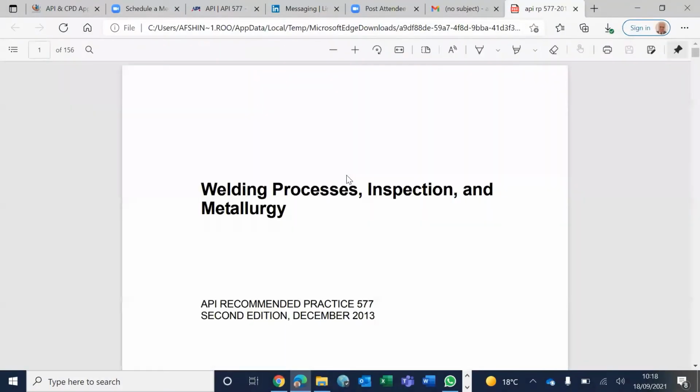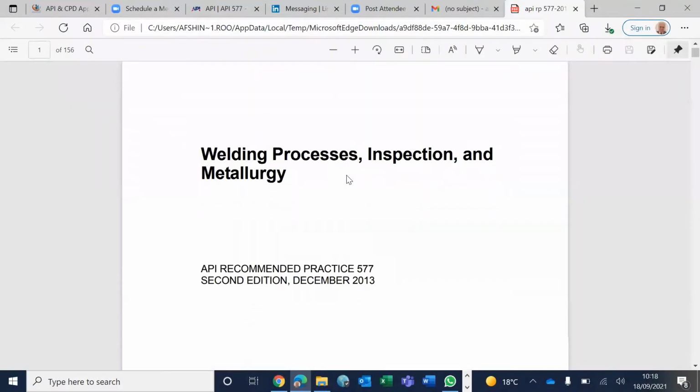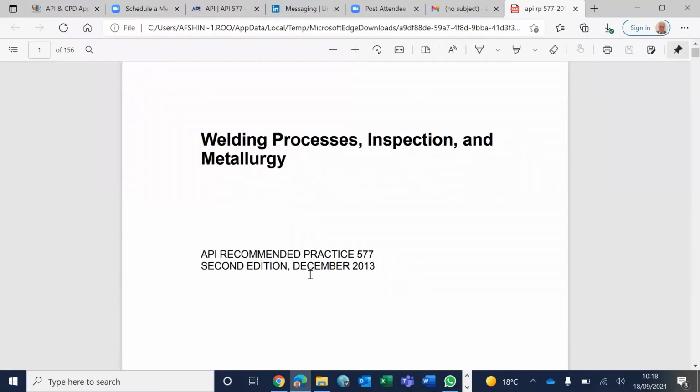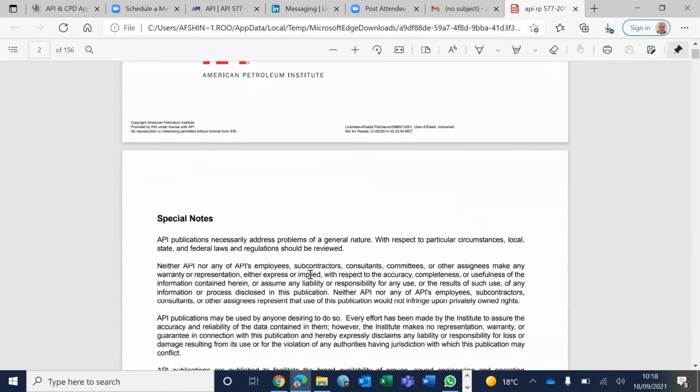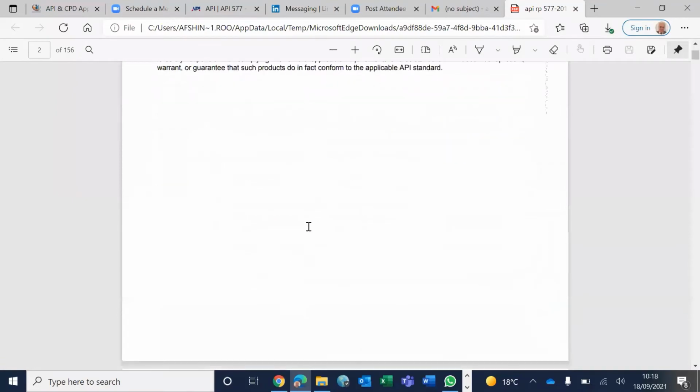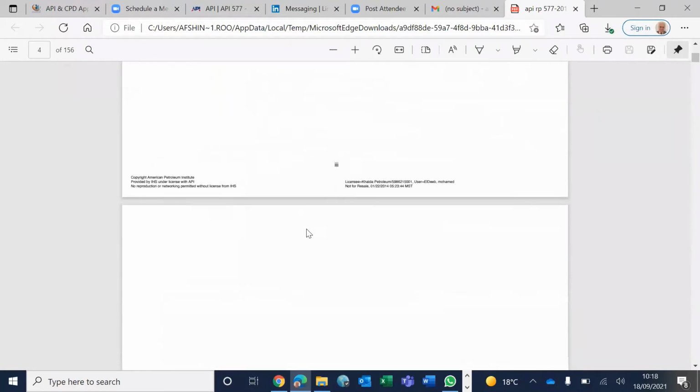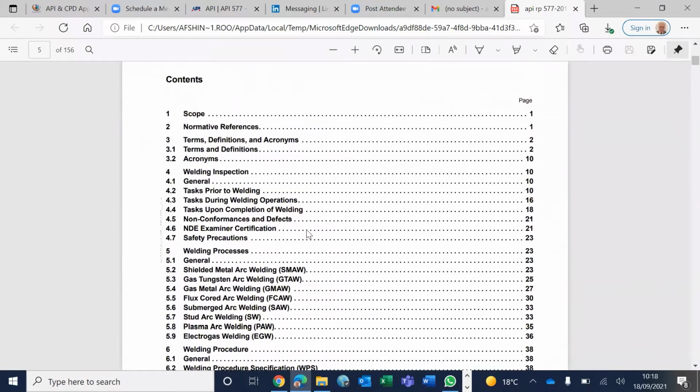And quickly go through the table of contents. So this is the 2013 edition, as API advised. The new edition is 2020, but you have to study this one. So let's see what it's got. You go to the table of contents. The scope, the normative reference, and the terms and definitions are very important.